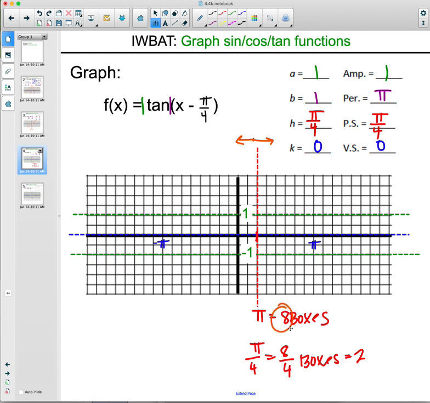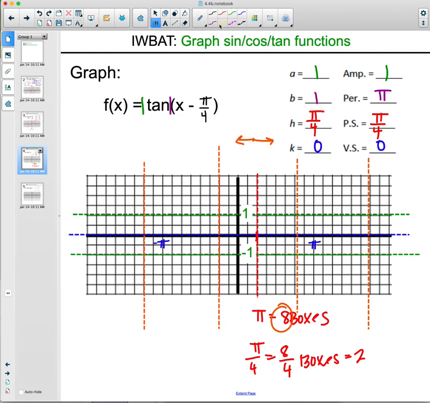Remember, pi is 8 boxes. So that means 4 boxes to the left, 4 boxes to the right. So 1, 2, 3, 4 boxes is going to be our first asymptote. 1, 2, 3, 4 boxes to the right, or to the left is going to be an asymptote. And then remember, those asymptotes are 8 boxes apart, or 1 period apart. So if we're going to keep drawing them, I would go every 8 boxes. 1, 2, 3, 4, 5, 6, 7, 8. Draw in an asymptote. 1, 2, 3, 4, 5, 6, 7, 8. Draw in an asymptote. So those are a period apart.